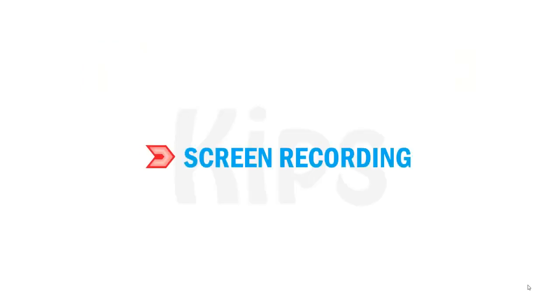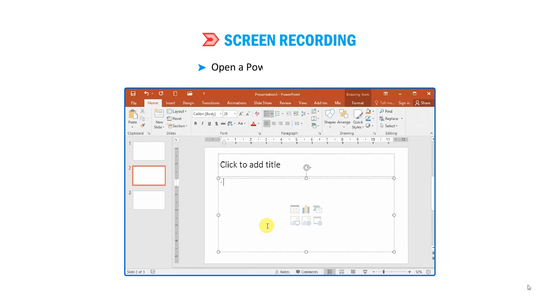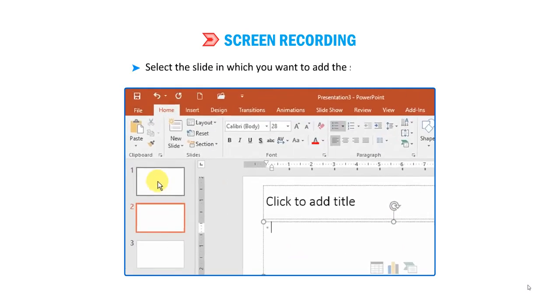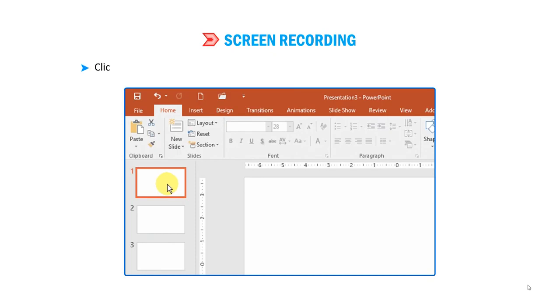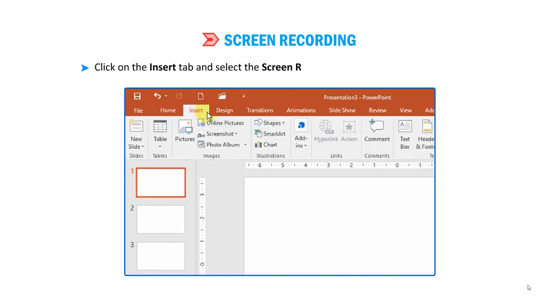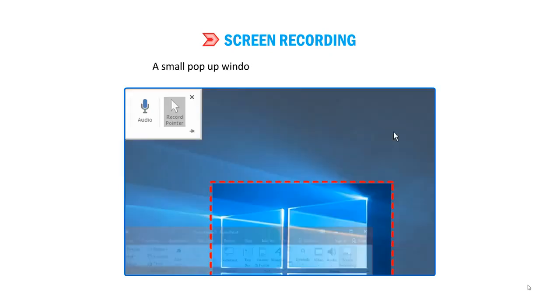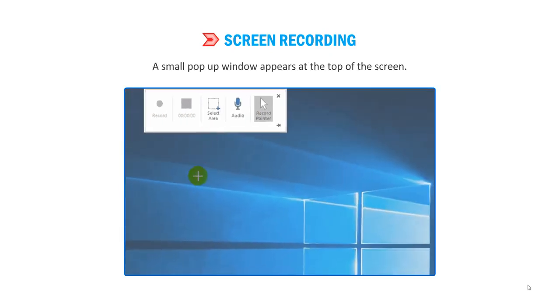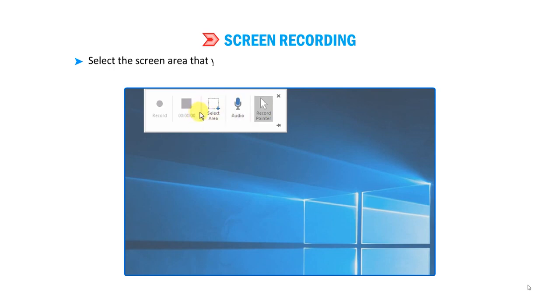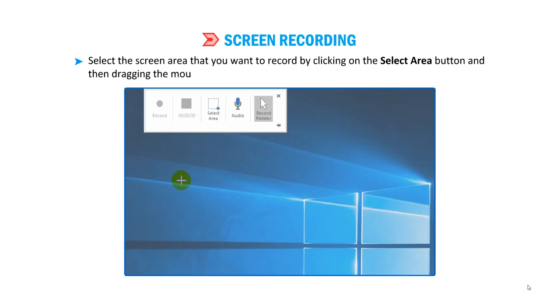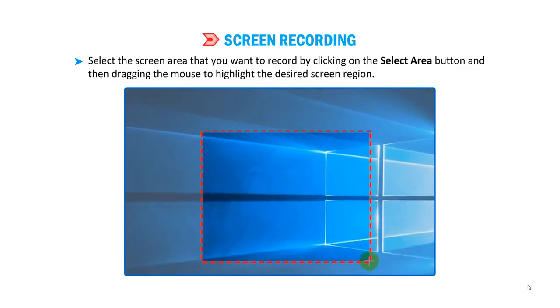Now let us learn about screen recording. Open a PowerPoint presentation. Select the slide in which you want to add the screen recording. Click on the Insert tab and select the Screen Recording option from the Media group. A small pop-up window appears at the top of the screen. Select the screen area that you want to record by clicking on the Select Area button and then dragging the mouse to highlight the desired screen region.